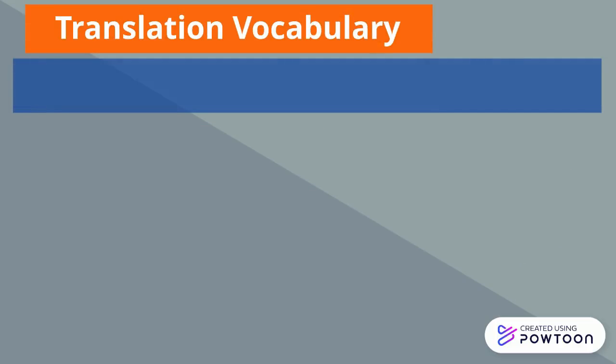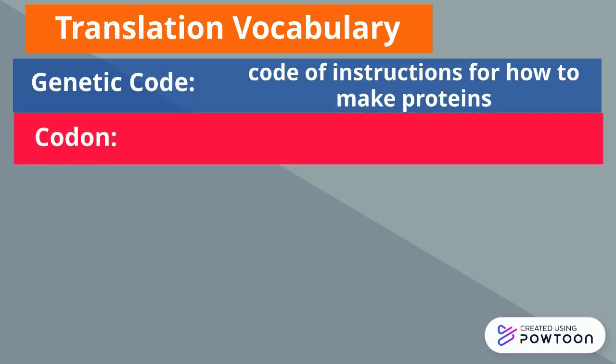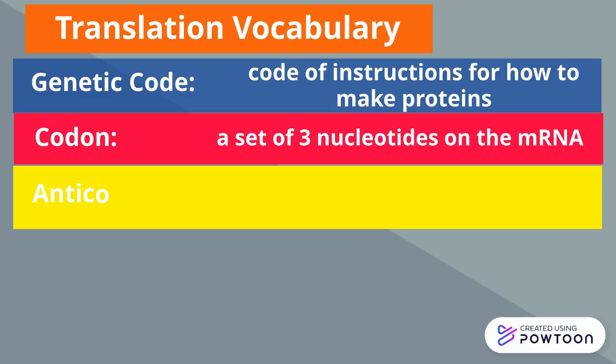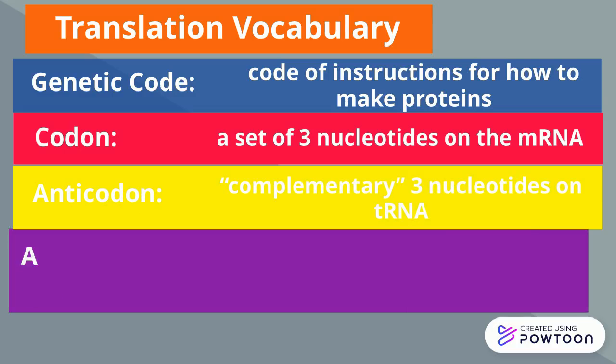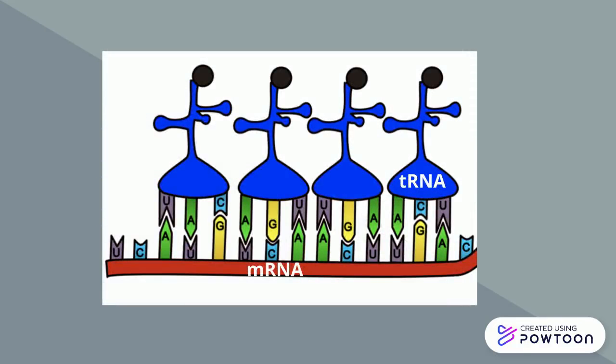Four terms you need to know. One, genetic code. These are the instructions for how to make proteins found in the DNA. A codon is a set of three nucleotides on the messenger RNA. An anticodon is the complementary base pairs found on the transfer RNA, and the amino acid is the building block to make the protein.